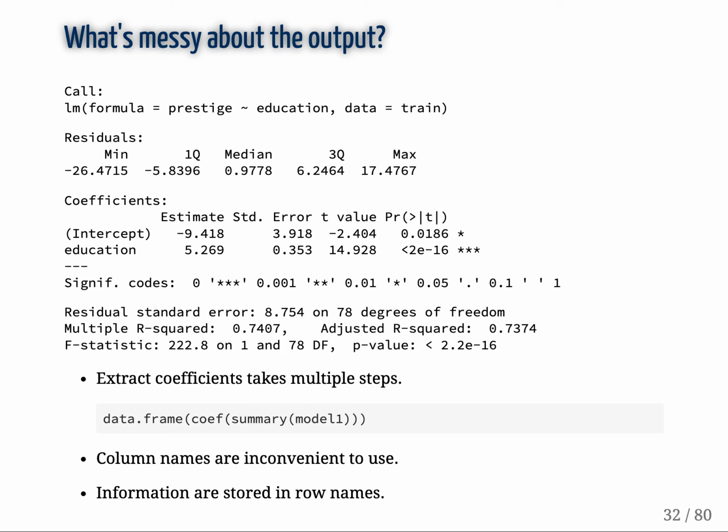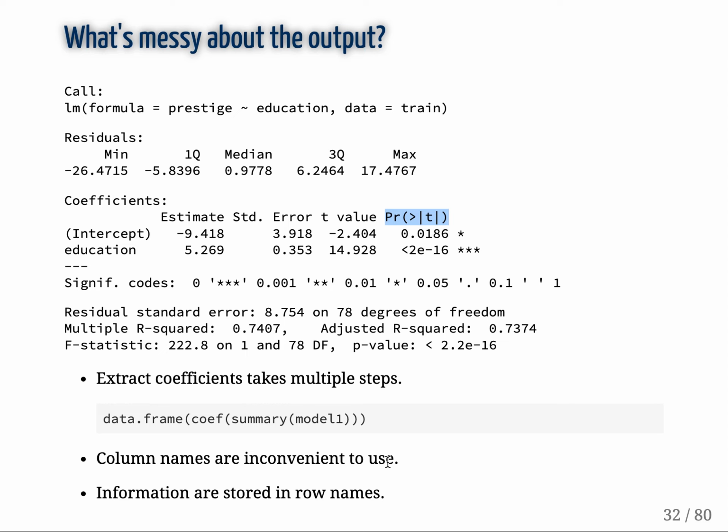The second one is that column names are inconsistent and inconvenient to use. The first column name is Estimate. The second one is Std. then a white space, Error. Next one, t white space value, and these have several other notations. So column names are inconsistent, and because of that it is inconvenient to use.